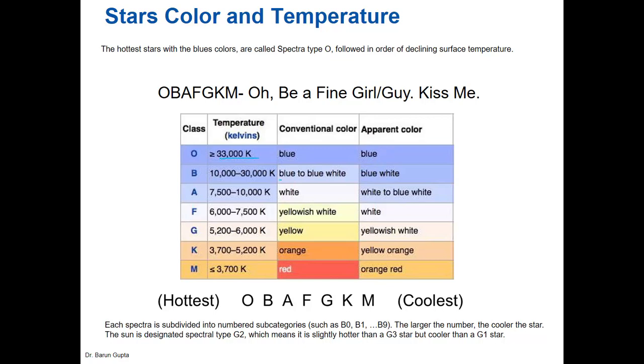And if you see blue to white, that is about 10,000 to 30,000 Kelvin. The yellowish white color is about 6,000 to 7,500 Kelvin. And the yellow color is about 5,200 to 6,000 Kelvin, which is where the sun's temperature is. And this is the class here. I would like you to remember this class of the star.